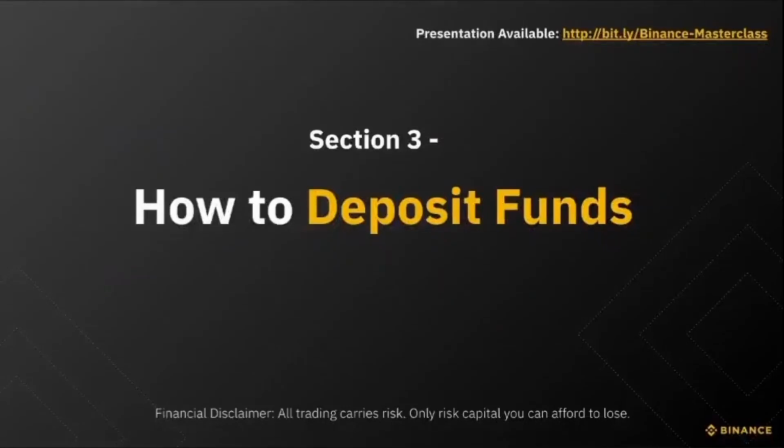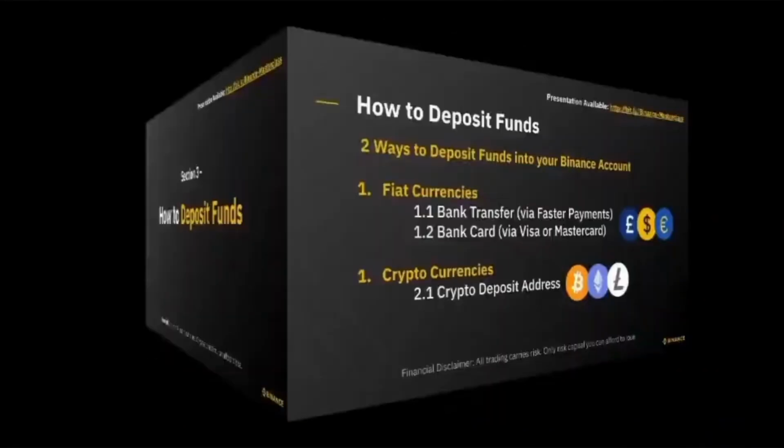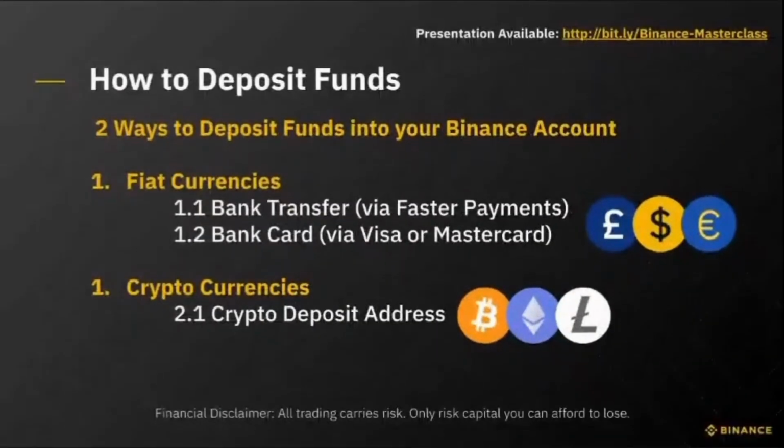Once you've registered an account and verified your account, the next stage is to deposit funds. There are actually two ways of depositing funds in your Binance account: fiat currencies and cryptocurrencies. Like I mentioned before, fiat currencies are traditional currencies that are government backed. We use these on a day-to-day basis. This is the pound, the US dollar, the euro.